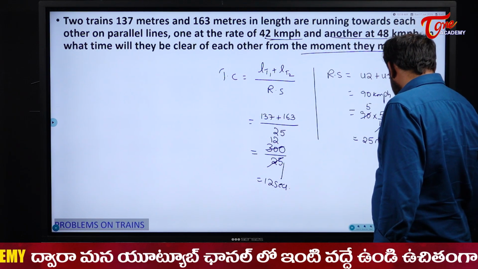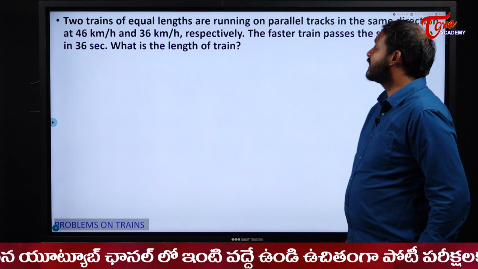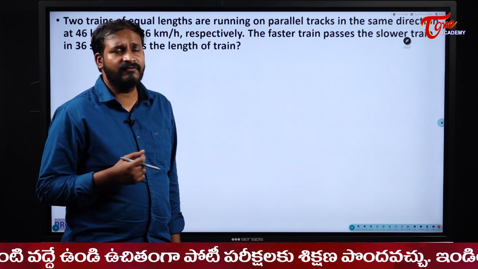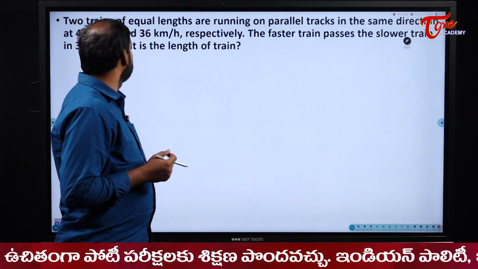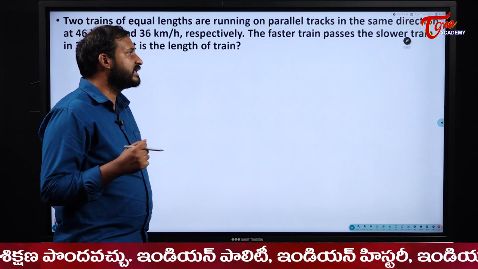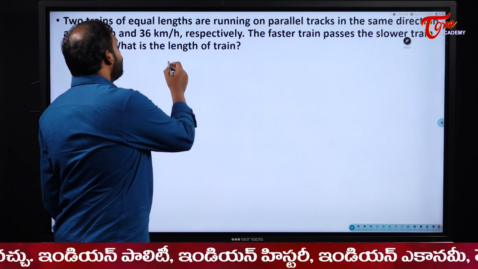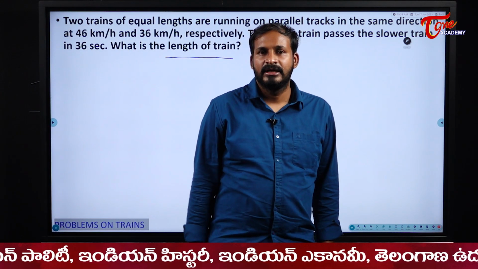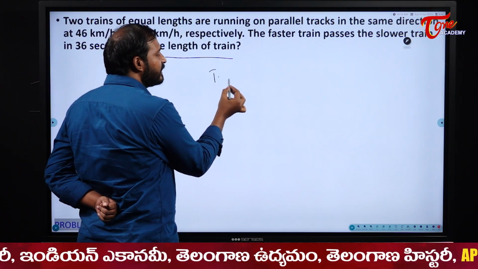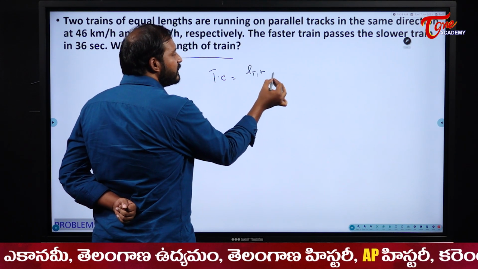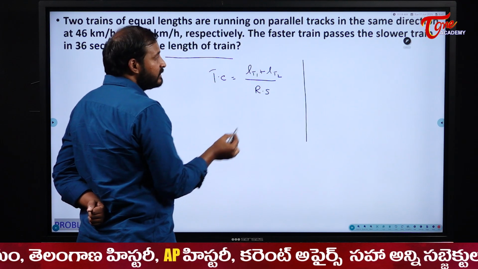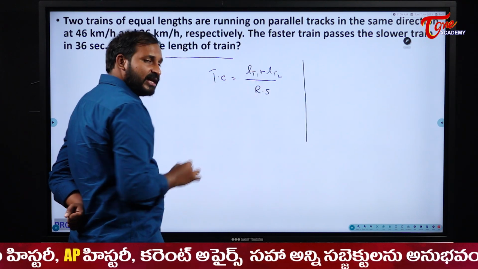Okay, next one. Two trains of equal lengths are running on parallel tracks in the same direction at 46 kmph and 36 kmph respectively. The faster train passes the slower train in 36 seconds. What is the length of the train? See, the two trains are of equal lengths. Now when two trains case, what it is? Time taken to cross, we will take length of train 1 plus length of train 2 by relative speed. So time taken to cross they mentioned, speeds they given, we need to find the lengths of the trains here.